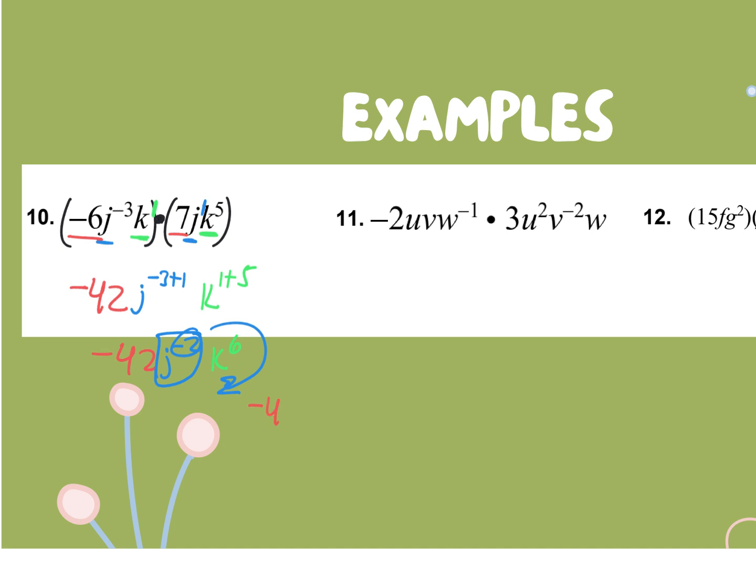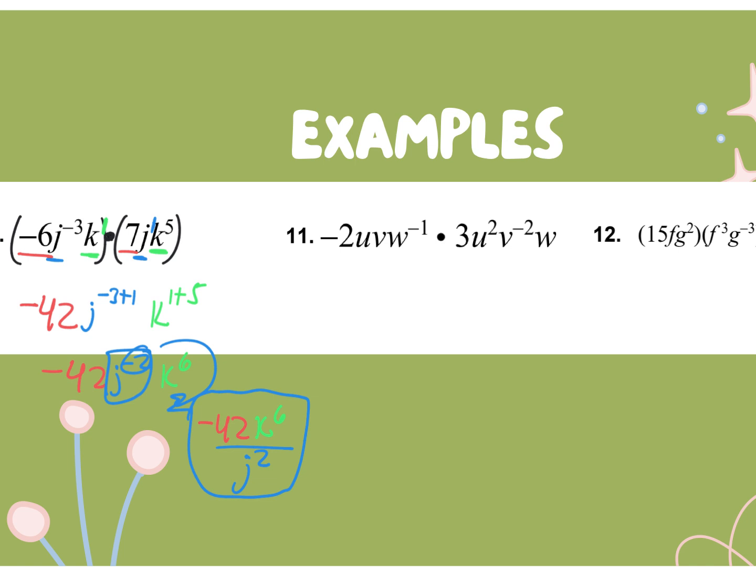So negative 42 is going to stay above. K to the 6 is also going to stay above. Over j to the 2 is going to go on the bottom, but it's going to become positive. All right, so we get that as our final answer. All right, now we can keep going with the next one, right?